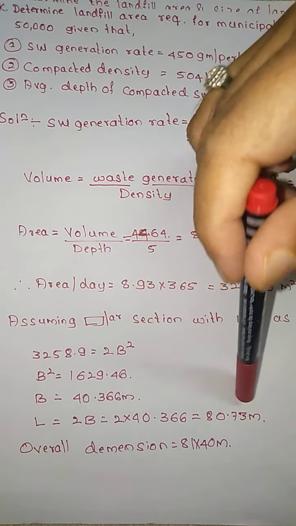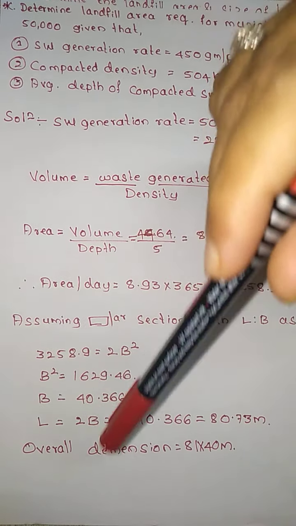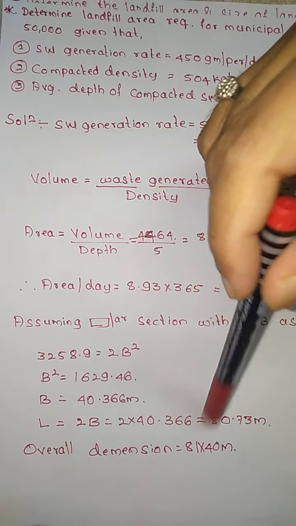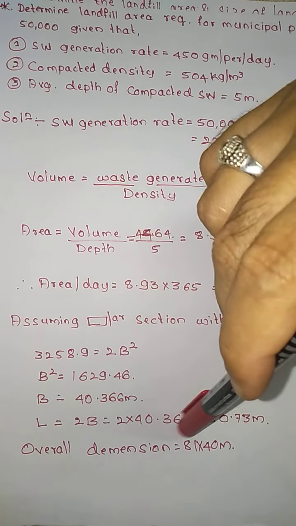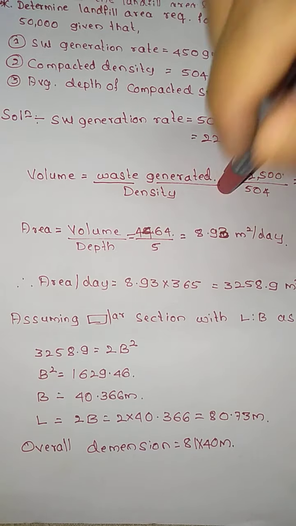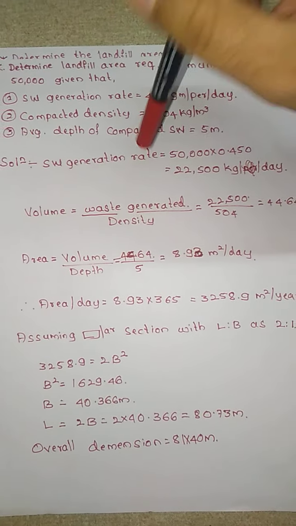So approximately, by rounding these values up, we want an overall dimension of 81 multiplied by 40 meters. Length we want 81 meters and breadth we want 40 meters. So this is the similar kind of problem that we have solved.